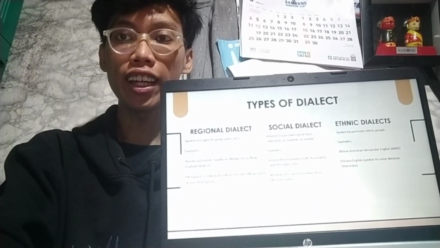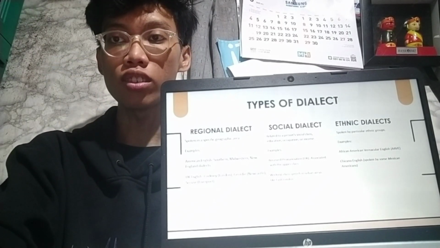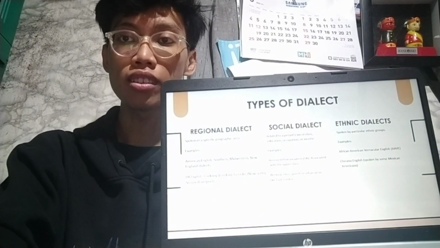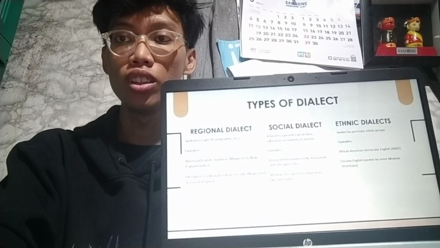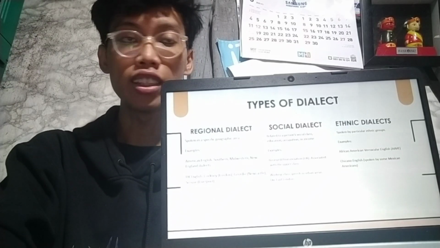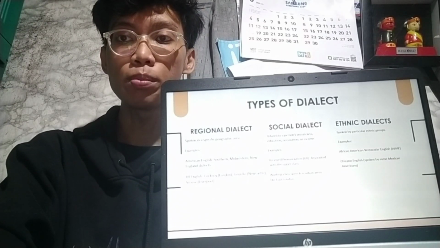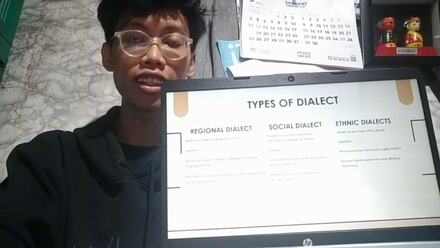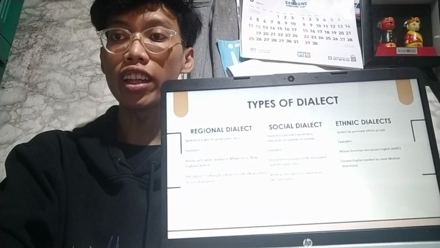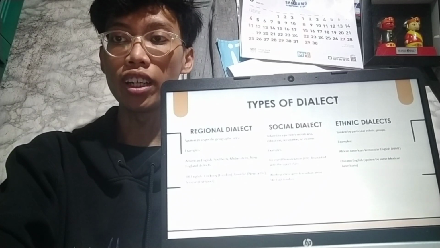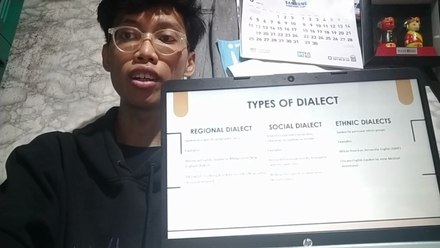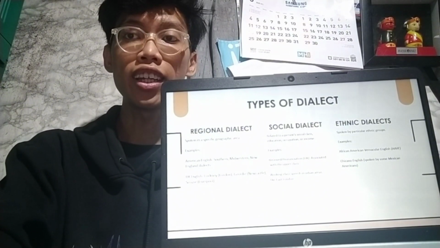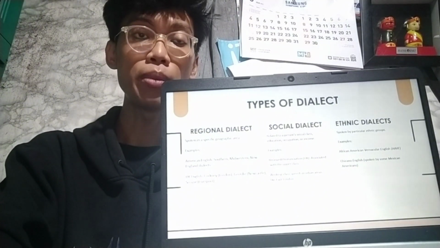Number 2 is social dialect, related to a person's social class, education, occupation, or income. Examples: Received Pronunciation in the UK, associated with the upper class, and working class speech in urban areas like East London. Number 3, ethnic dialects, spoken by particular ethnic groups. Example: African American Vernacular English, or AAVE, and Chicano English, spoken by some Mexican Americans.